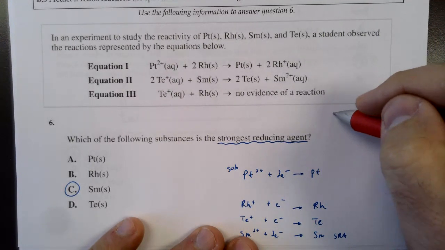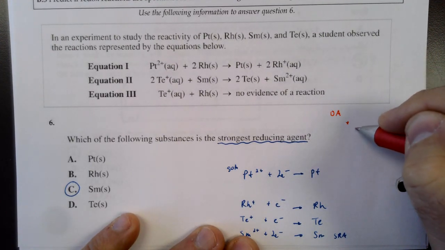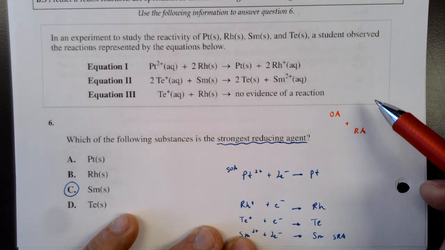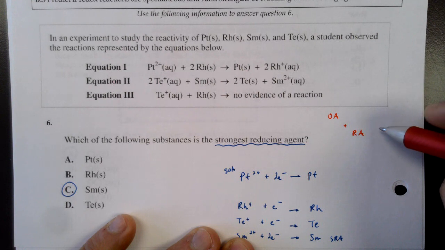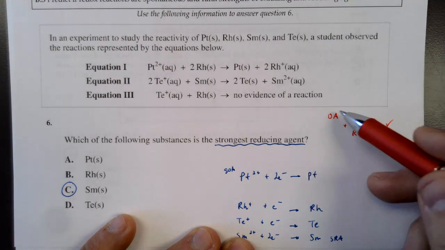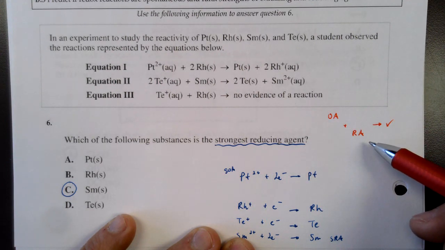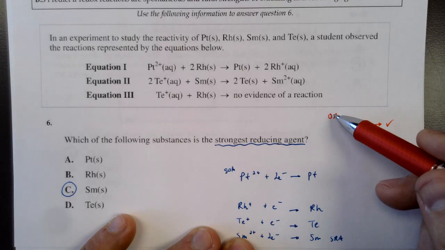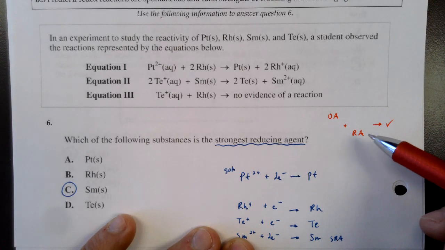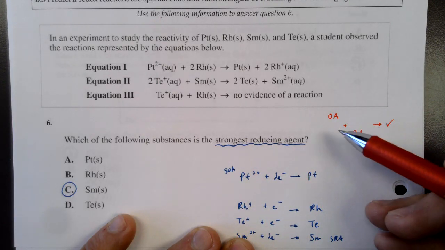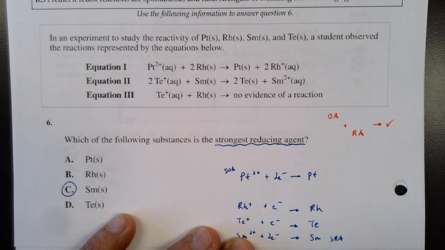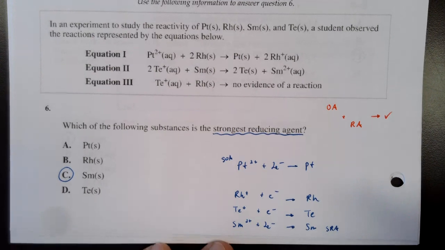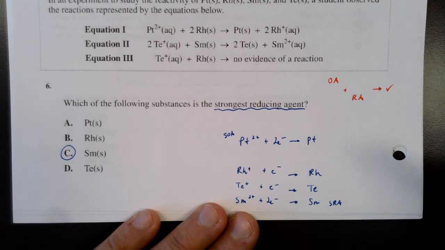Now, just a reminder first that in terms of building a redox table, just like the one on page 7 of your data booklet, a reaction is spontaneous if the OA is above the RA, meaning we have a strong oxidizing agent and a strong reducing agent. If that's flipped, then we have a weak oxidizing agent with a weak reducing agent, and the reaction does not take place. So here's what I did, and here's how I do these problems.